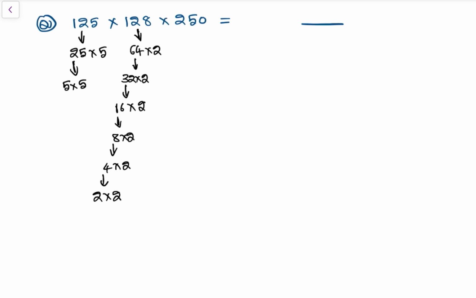ठीक है. So then ये एक्सप्रेशन यही हो गई ना, into, so 250 can be written as 25 into 10. Here 10 can be written as 5 into 2 and no further simplification of this. And 25 can be written as 5 into 5 and further no simplification. So now count number of 2s and number of 5s. So let's count number of 2s.